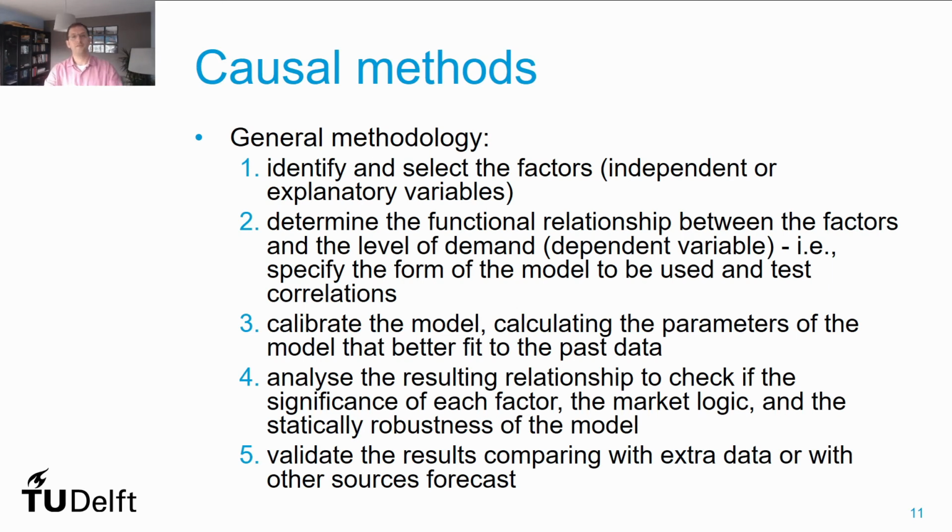How do we formulate and compute the parameters that we want to calibrate in this function? These functions in general, causal methods. So first we have to start by identifying and selecting the factors. Identifying by understanding what could be important in that specific market, but also what is available in terms of data. And these are the independent or explanatory variables that we're going to use in our methods.